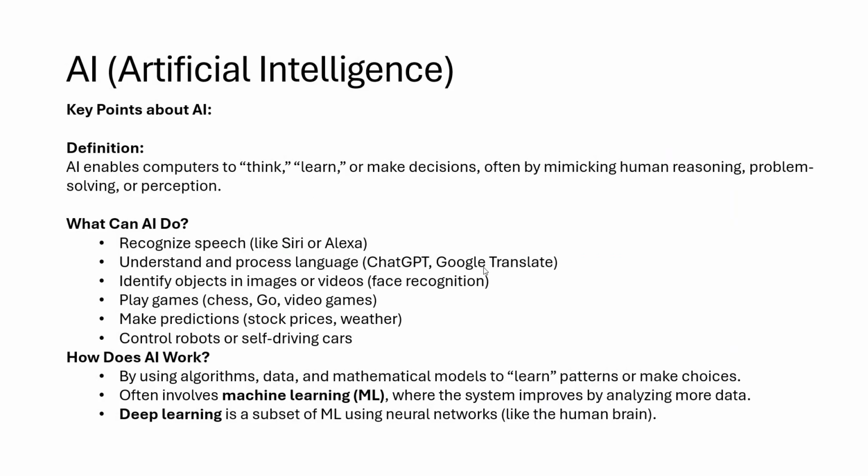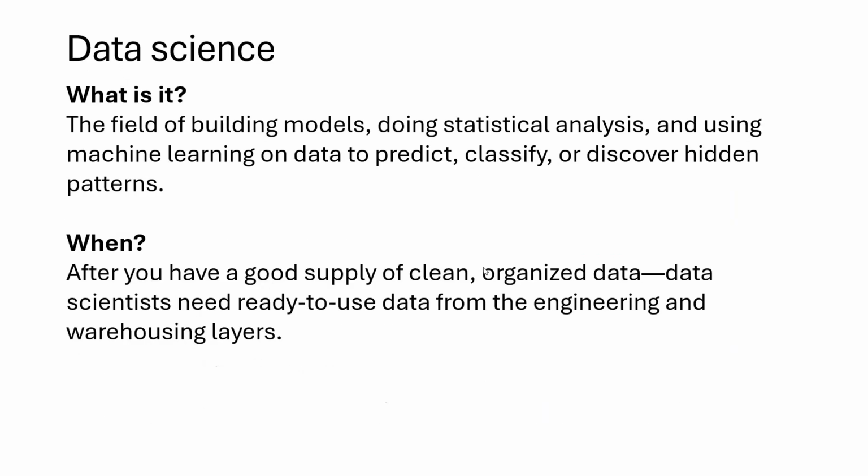So how does AI work? By using multiple algorithms, which we'll discuss, data, and some mathematical models to learn patterns and make choices, often involving machine learning and deep learning together. Neural networks are also like a human brain. We'll discuss all these AI topics.